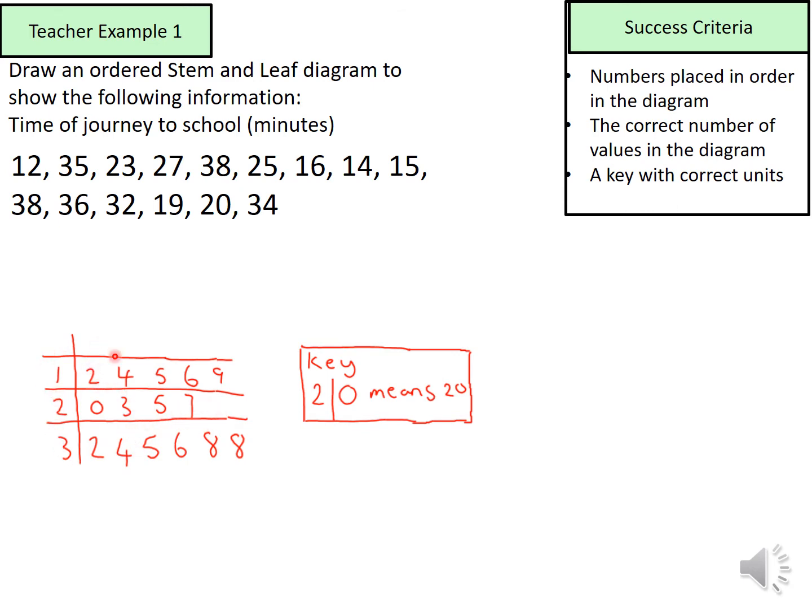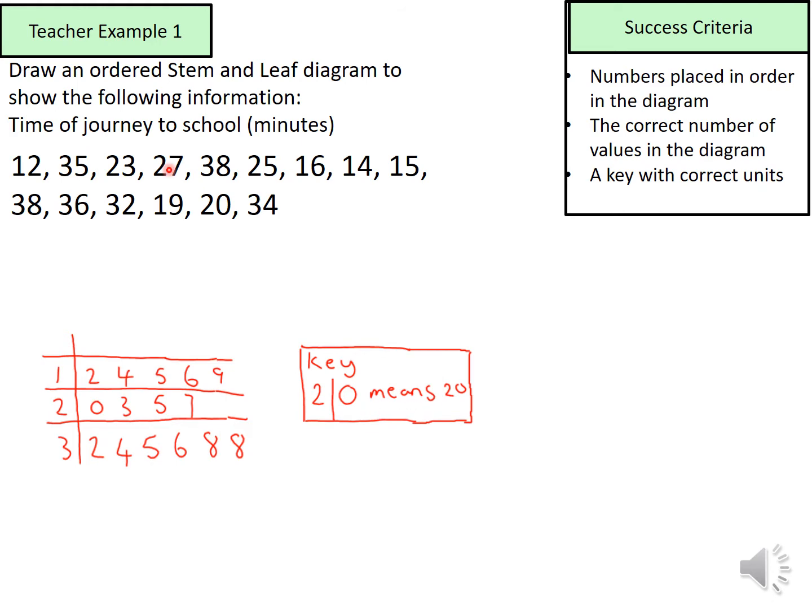Now the important thing to remember is that these leaves can only be single digit numbers and they have to be in order, as you can see, 2, 4, 5, 6, 9, 0, 3, 5, 7. Always in order. This key over here is also very important because this key shows how to read the table. For example, it says 2 | 0 means 20, so I know this 0 here is actually 20 and not 0. So the key shows us how to read off that table.